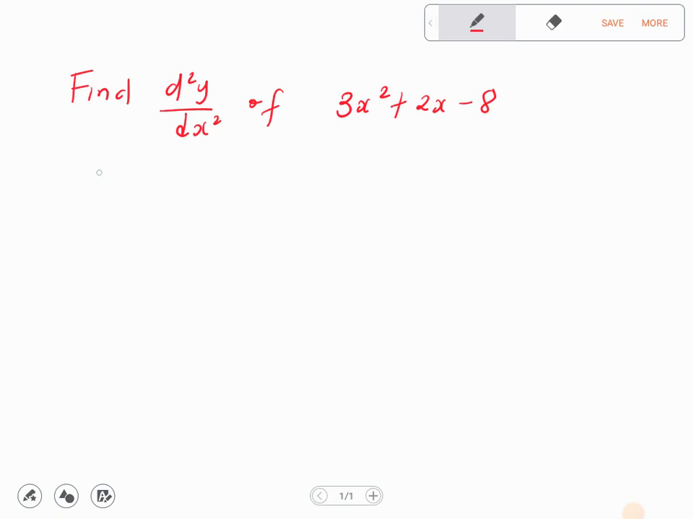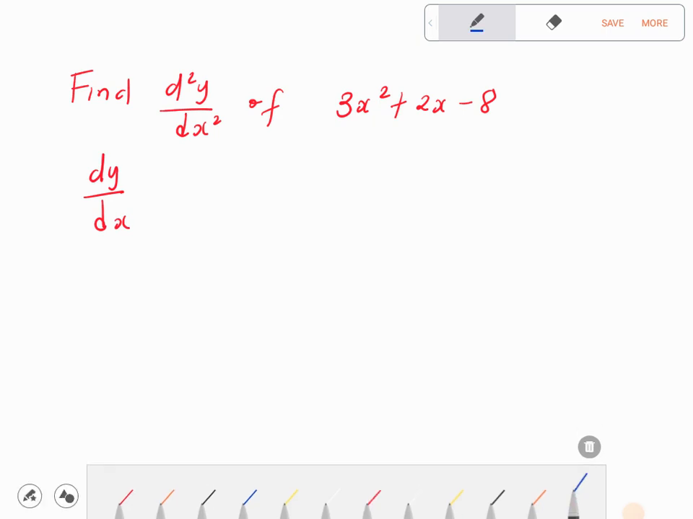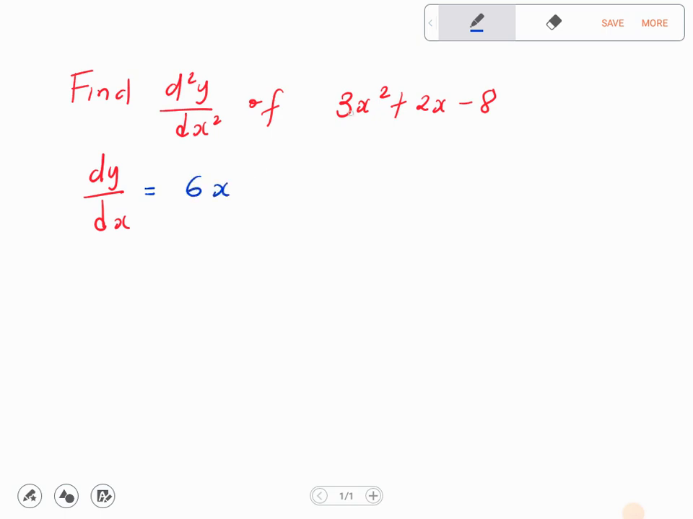So if we are first going to find dy over dx, which I know by now you know of this function. Of course, you just drop the power, which will be 6 times x, and reduce the power by 1, plus here it will just be 2.